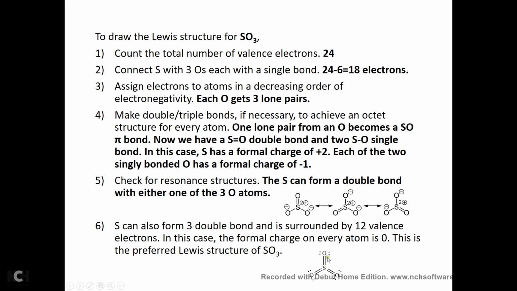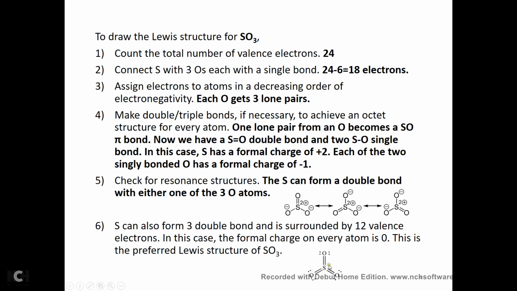But wait, sulfur is surrounded by 12 bonding electrons. Is that possible? Yeah, it is. Sulfur is a 3rd row element. The 3d orbitals of sulfur can be used to accommodate additional electrons. So in this case, it's possible for sulfur to have 12 valence electrons.